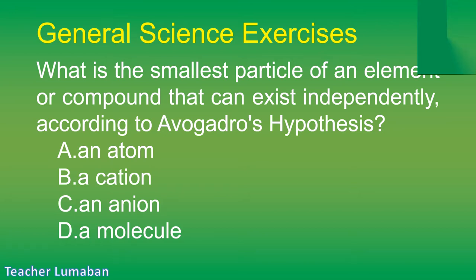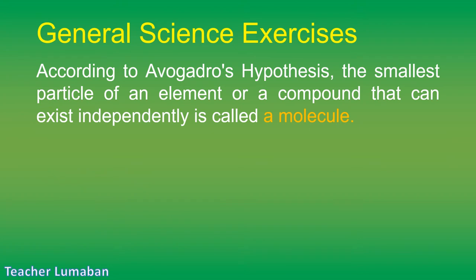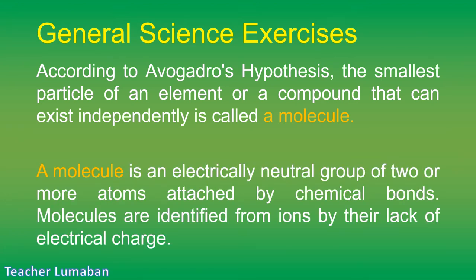The correct answer is letter D, a molecule. According to Avogadro's hypothesis, the smallest particle of an element or a compound that can exist independently is called a molecule. A molecule is an electrically neutral group of two or more atoms attached by chemical bonds. Molecules are identified from ions by their lack of electrical charge.